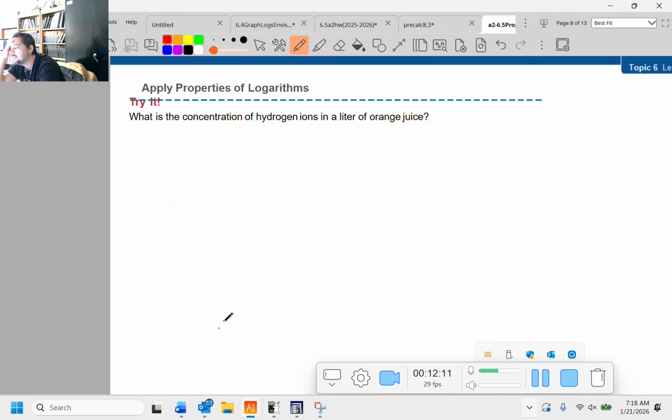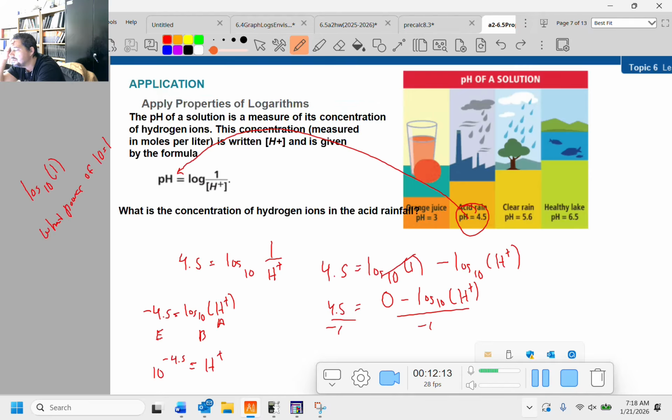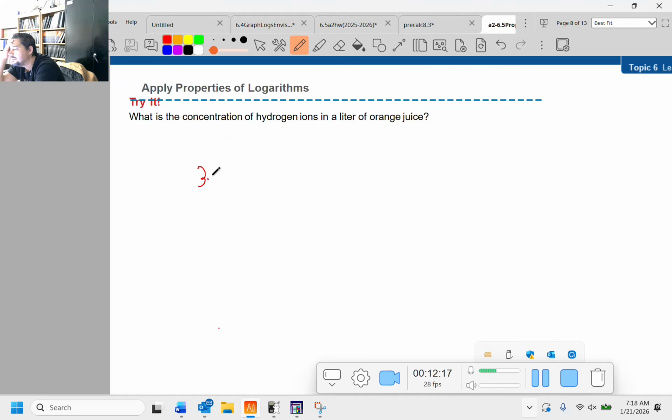Let's see. What is the concentration of hydrogen ions in orange juice? Let's do this one a little bit different. Orange juice is 3. So 3 equals a log, whose base is 10, of 1 over H plus. Now I'm going to do this one a little bit different because the way the author of the book would like you to do that is nonsensical. Well, whatever. You can go straight into exponential notation. 10 cubed is 1 over H plus. 10 cubed, last I checked, was 1,000. No? Yes? No?